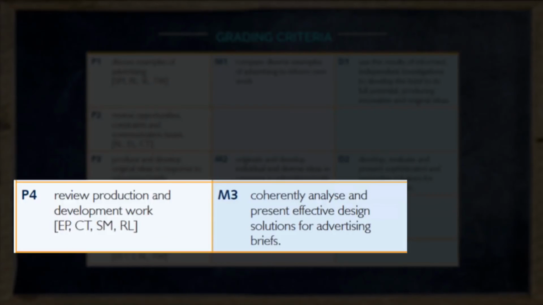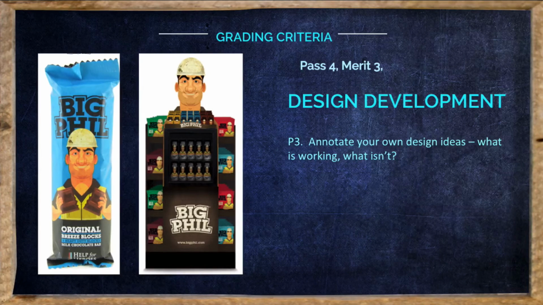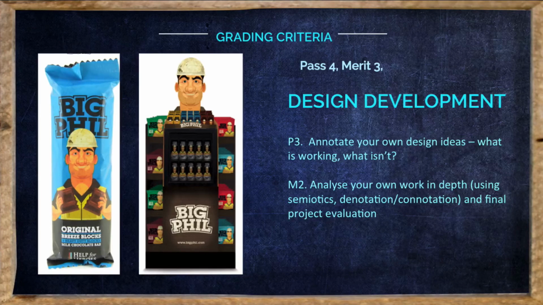For Pass 4, review production and development work, and Merit 3, coherently analyse and present effective design solutions. Basically, for Pass 4 and Merit 3, it's more design development, and you need to annotate your own ideas, what's working and what isn't. That's how you evaluate something. What is good, what is bad about your own work. And Merit 3, analyse your work in depth using semiotics, denotation and connotation, and your final project evaluation. So how you're annotating the work of designers is how you need to annotate your own design ideas, not just your final. And then you will produce an effective final design and a final project evaluation.